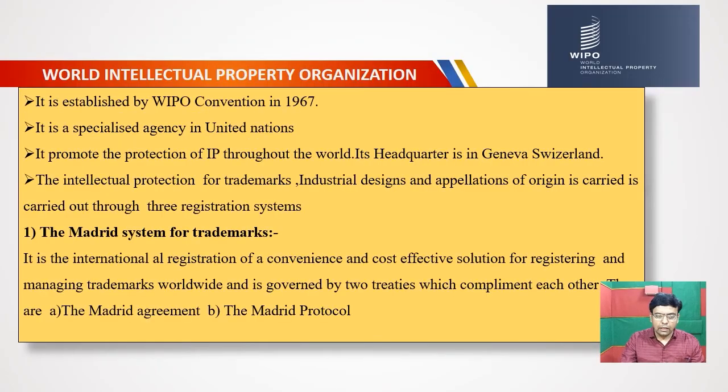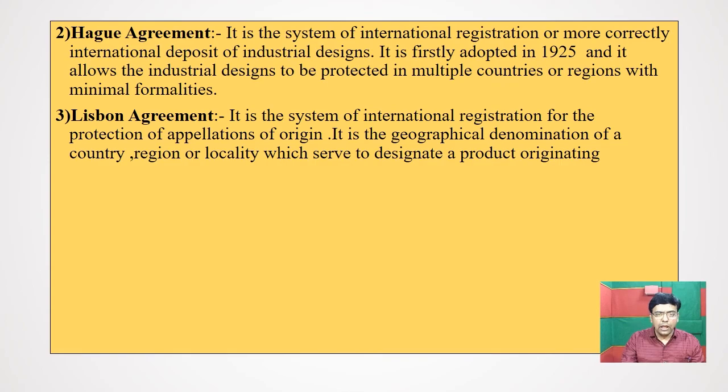In the Hague Agreement, it is a system of international registration, or more correctly, international deposit of industrial designs. It was first adopted in 1925 and it allows industrial designs to be protected in multiple countries or regions with minimal formalities. Third is the Lisbon Agreement. It is a system of international registration for the protection of appellations of origin. It is a geographical denomination of a country, region, or locality which serves to designate a product originating there.